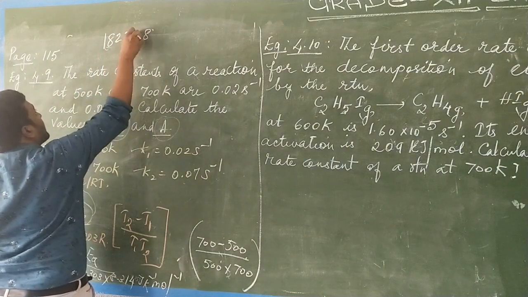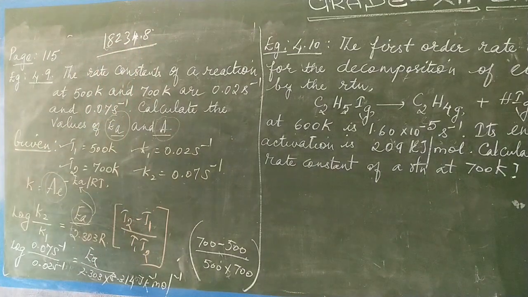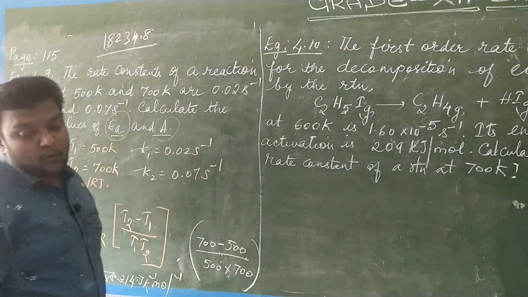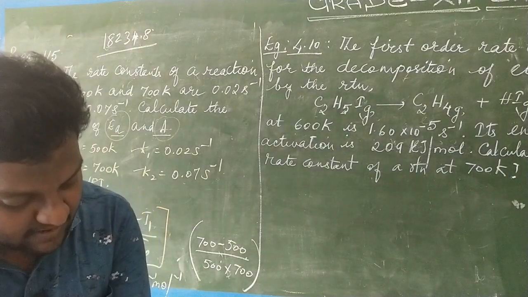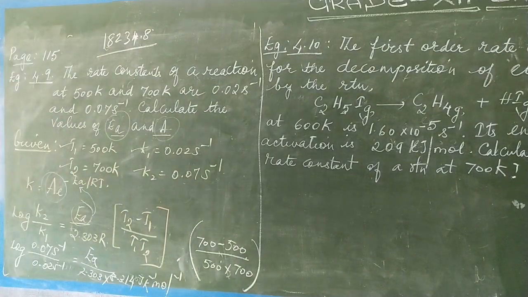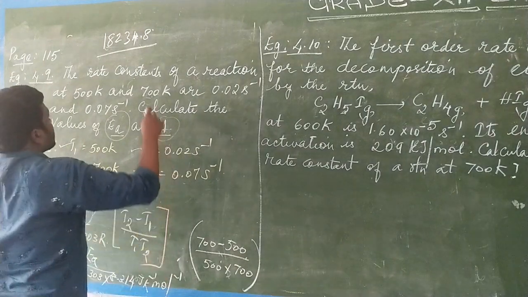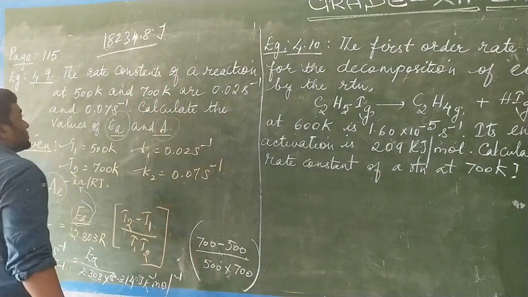18234.8, a value you will get. This is the value of what? This activation energy, 18234.8, is the calculated value. So the calculated energy should always be represented in terms of joules.